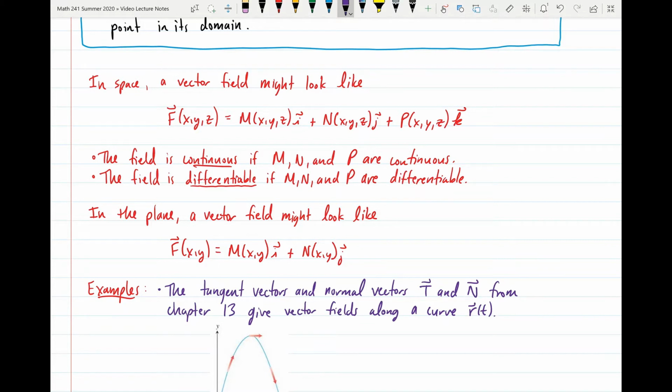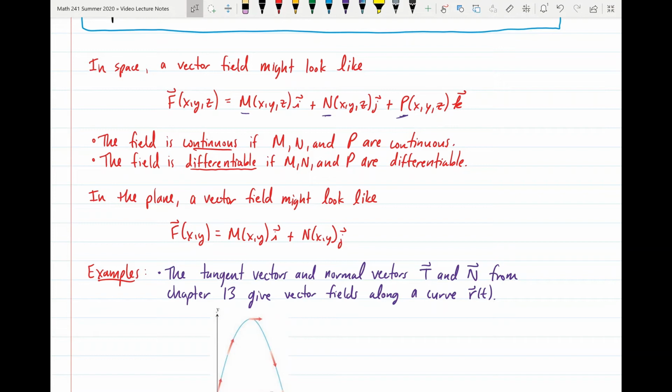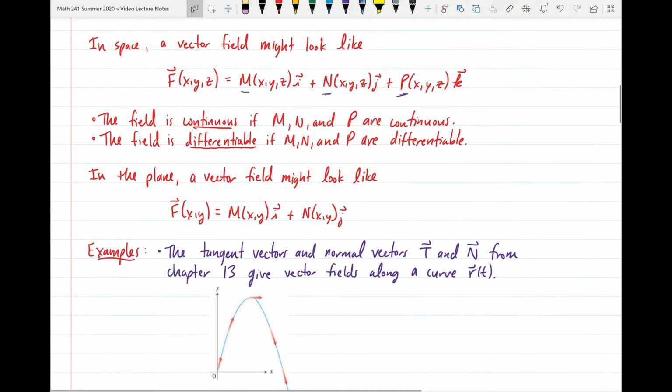And it has three different component functions. So we have a component function m, a component function n, and a component function p. And these are all functions in three variables, so they each take inputs from space. So the vector field is considered continuous if each of the component functions is continuous. And the vector field is called differentiable if each of the component functions is differentiable. So that's just a couple of definitions to keep in mind.